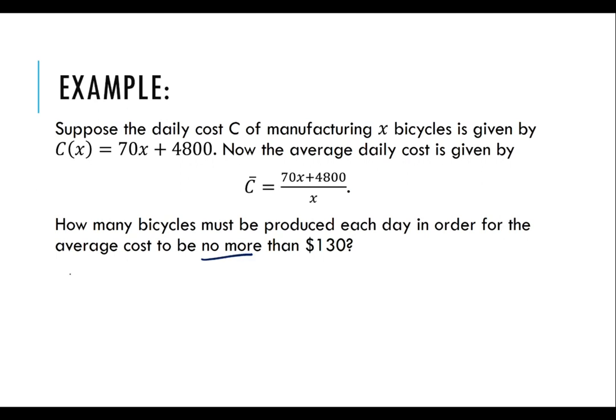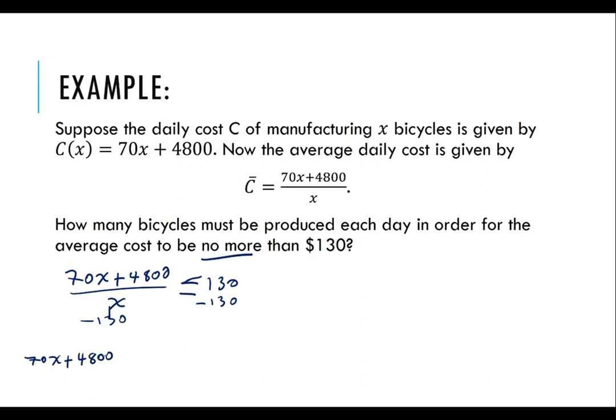And so that's going to be 70x plus 4,800 divided by x needs to be less than or equal to 130. So now we have our inequality, but we need to get a relation in terms of 0. So how about I subtract 130, subtract 130. I get that 70x plus 4,800 divided by x minus 130 is less than or equal to 0.